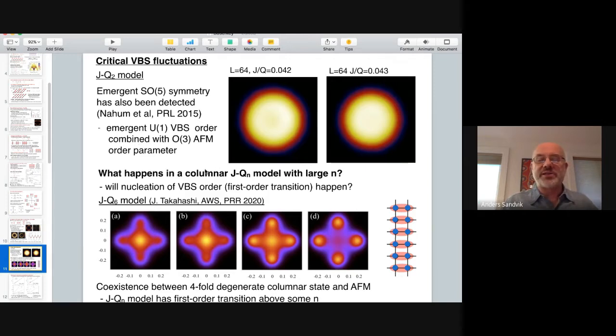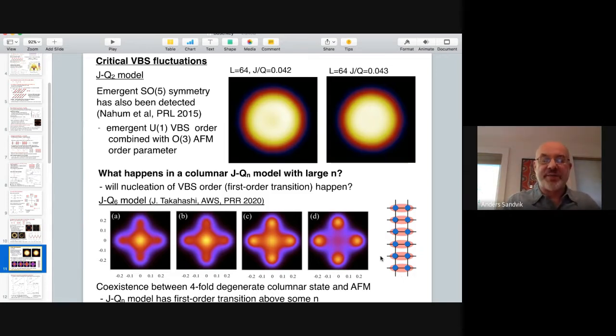Okay, but now you may ask, I already showed that the JQ3 model had more of these VBS features. I could go deeper in the VBS phase. You may ask what happens at the critical point if I do a JQN model and n is very large. And in a recent paper with my postdoc Jun Takahashi, we, as an example, studied a JQ6 model. So here, the interaction really looks a bit crazy, because it's the Heisenberg model plus a 12-spin interaction, which is written as the product of 6 singlet projectors.